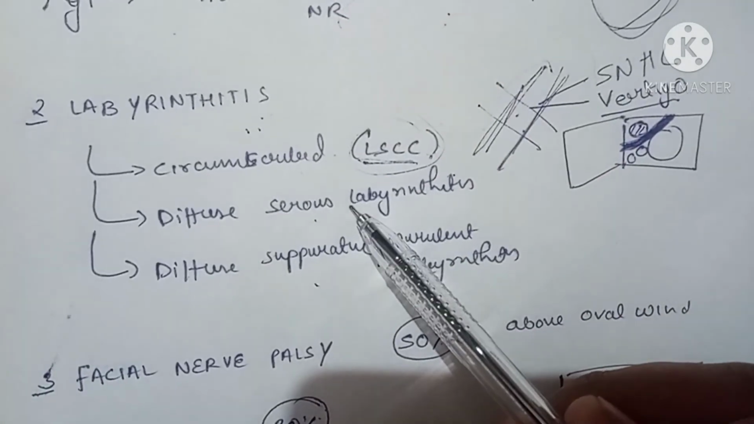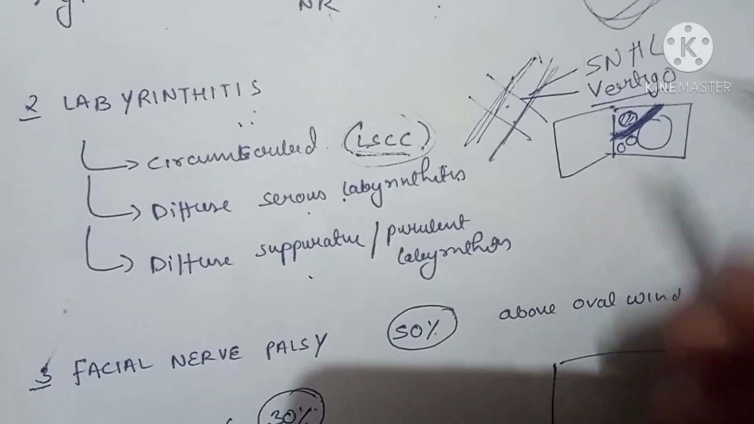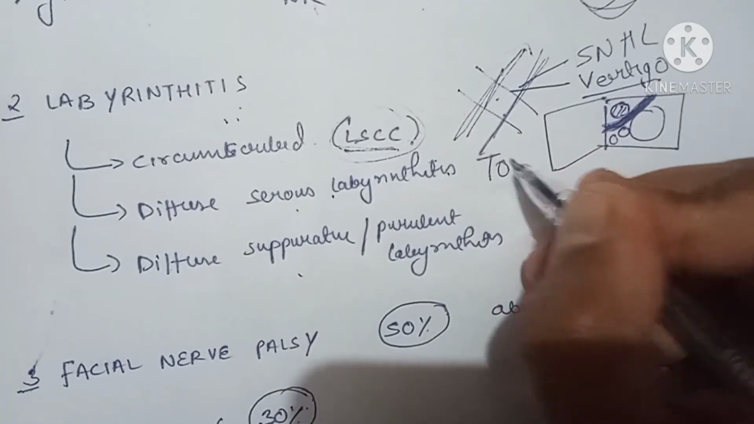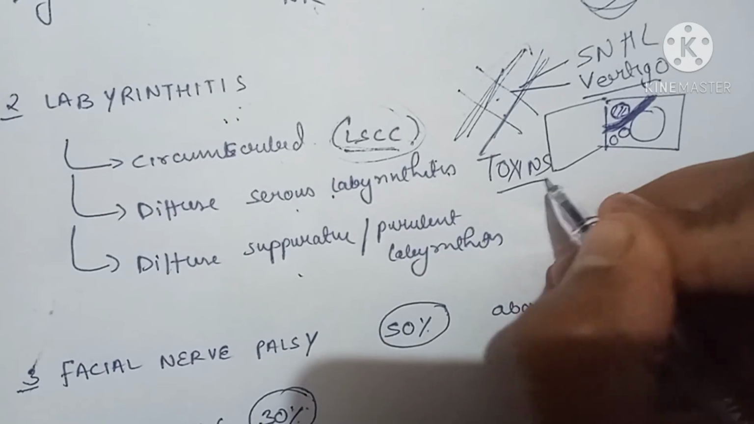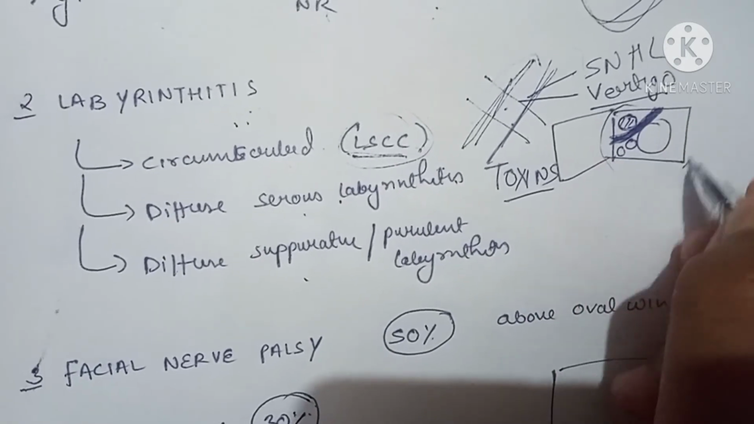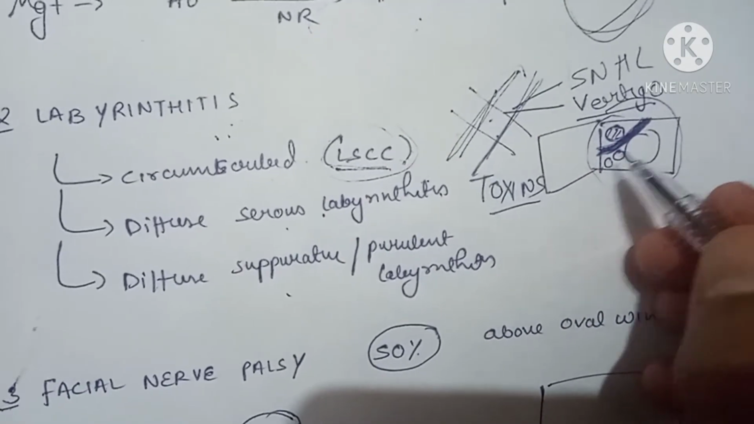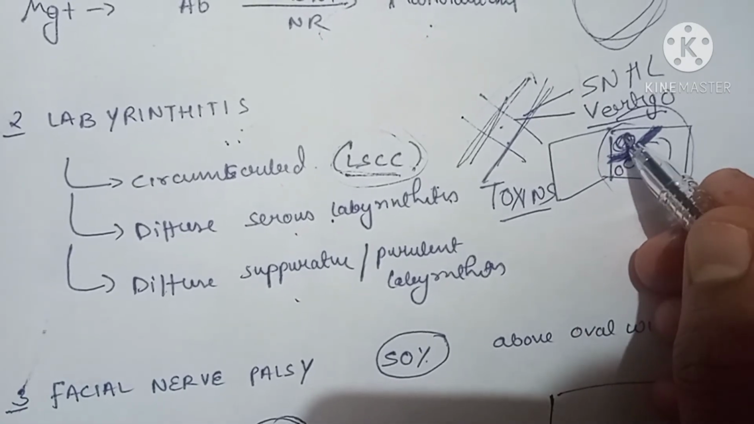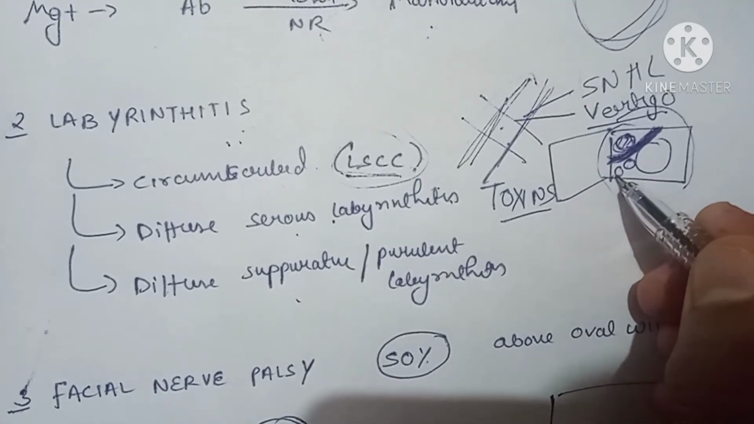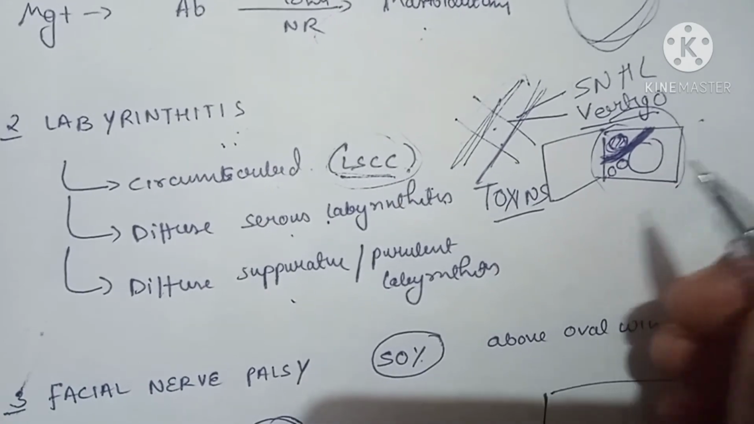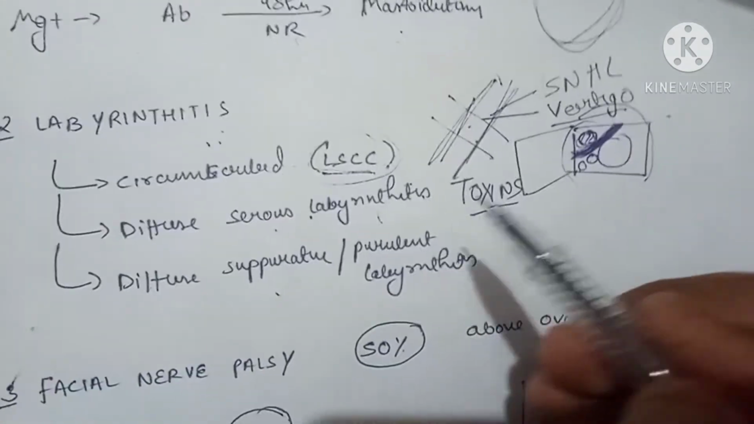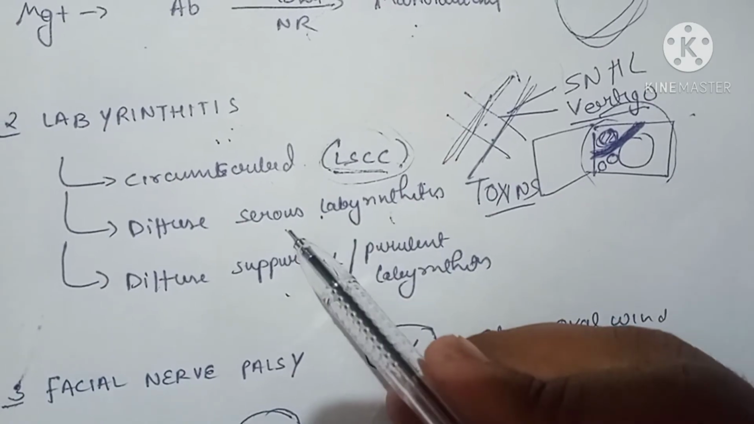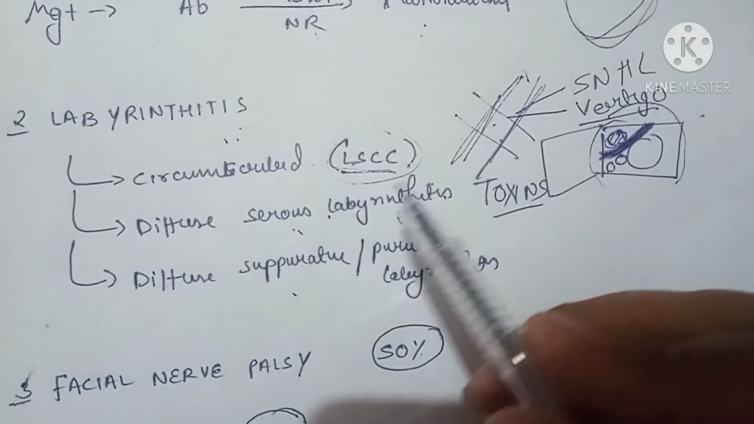The second type is diffuse serous labyrinthitis. This occurs because of toxins. Means there is no perforation within this wall, the medial wall, but the toxins of the bacteria travel either through the lateral semicircular canal, oval window, or round window within the inner ear, causing a labyrinthitis that contains sterile fluid, that is serous, means it is not infective.